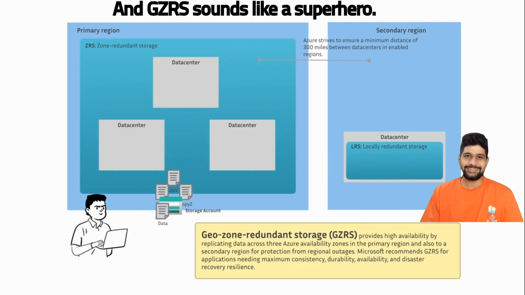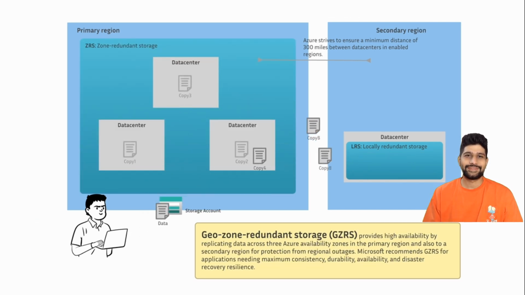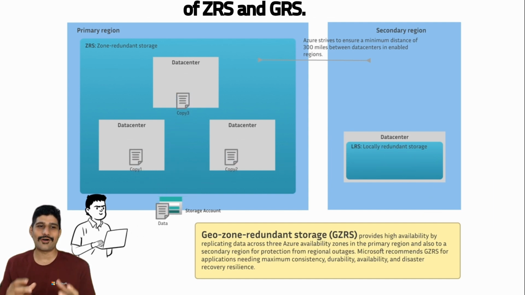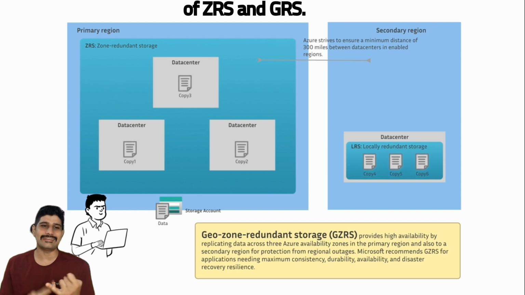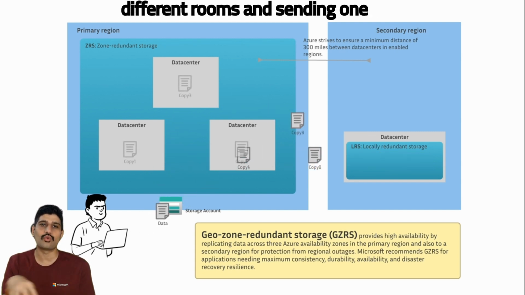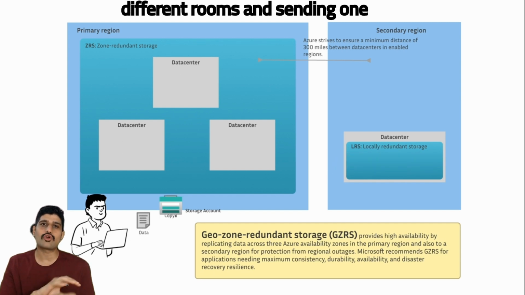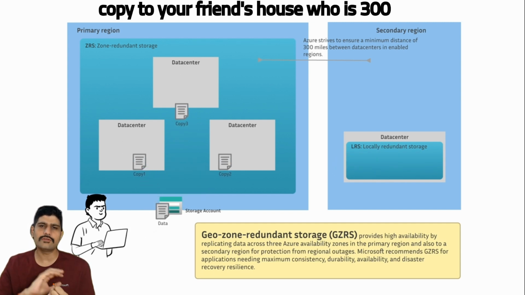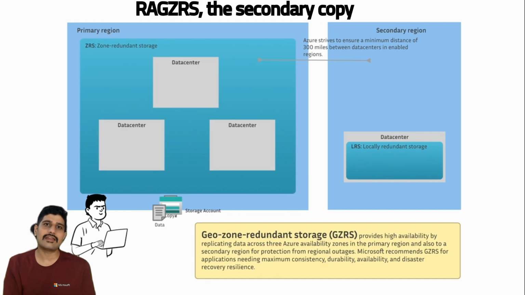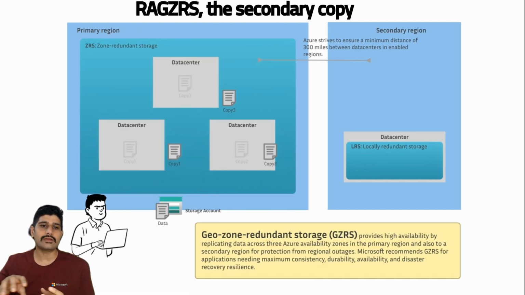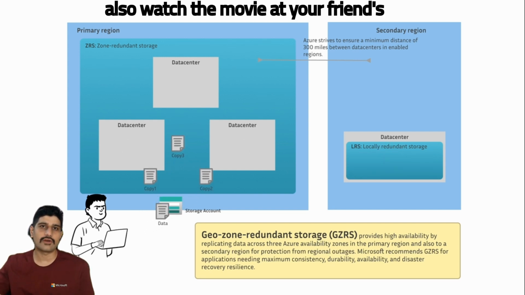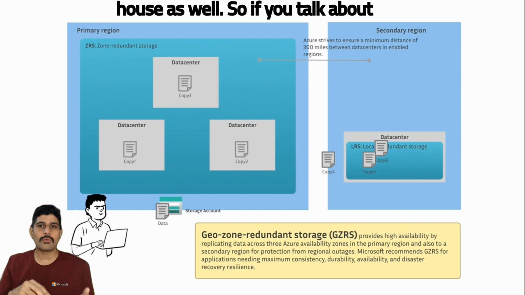And GZRS sounds like a superhero. GZRS combines the benefit of ZRS and GRS. It's like having your movie copies in different rooms and sending one copy to your friend's house, who is 300 miles apart from you. If you go with RA-GZRS, the secondary copy is also readable, which means you can also watch the movie at your friend's house as well.